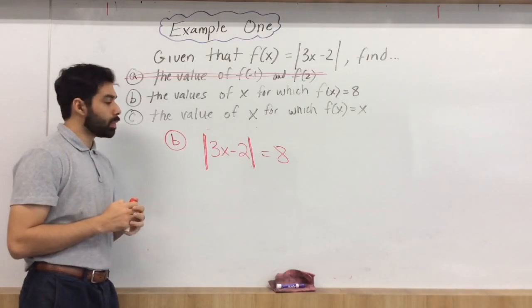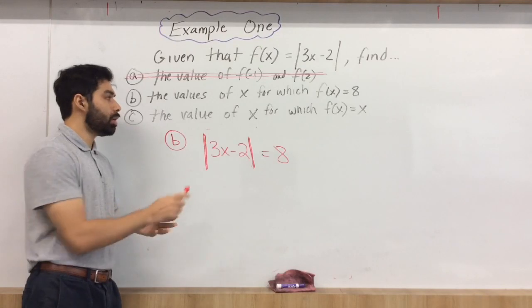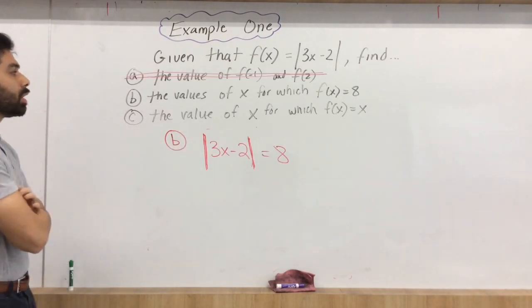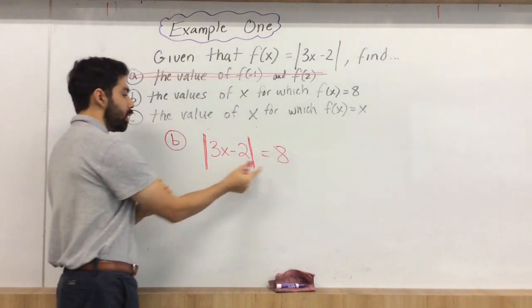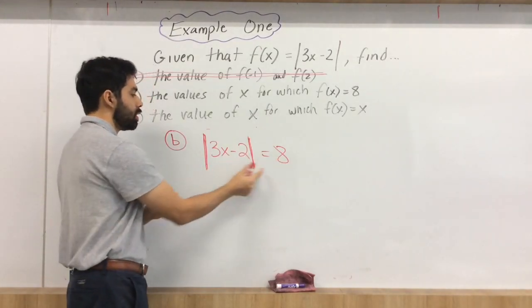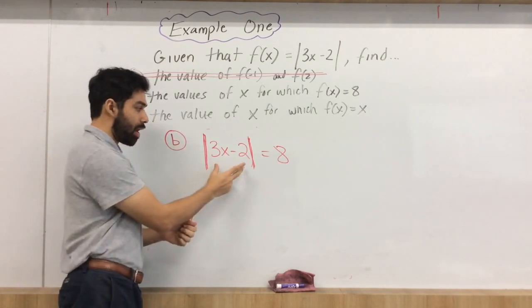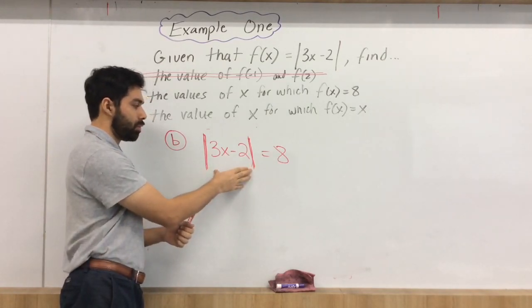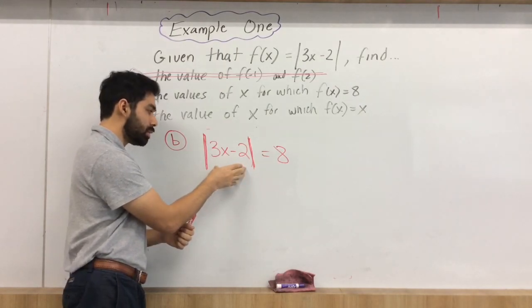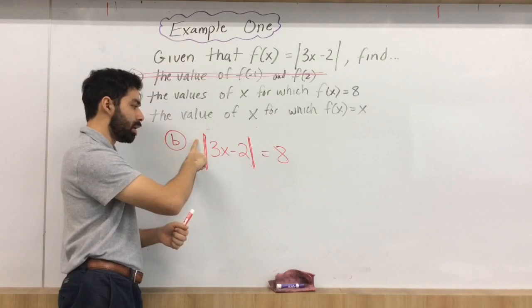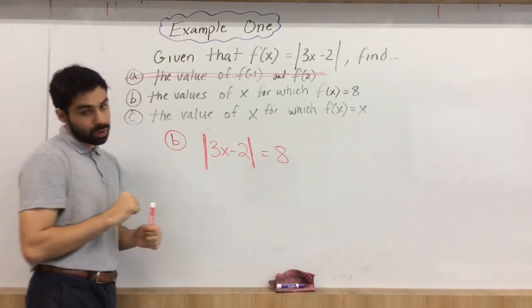All right, for b, we have the following question. It asks us to find the values of x for which f of x is equal to 8. Okay, so the function is equal to 8. Before you start doing this, just make sure your absolute value is by itself. So in this case, it is by itself. There's nothing outside of the brackets. So you can go ahead and solve for this.